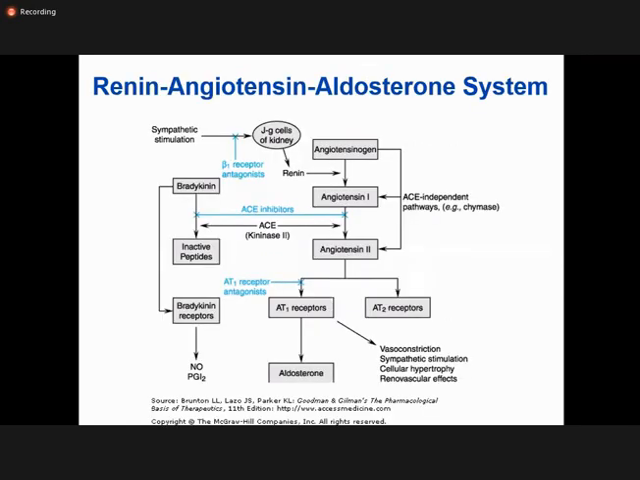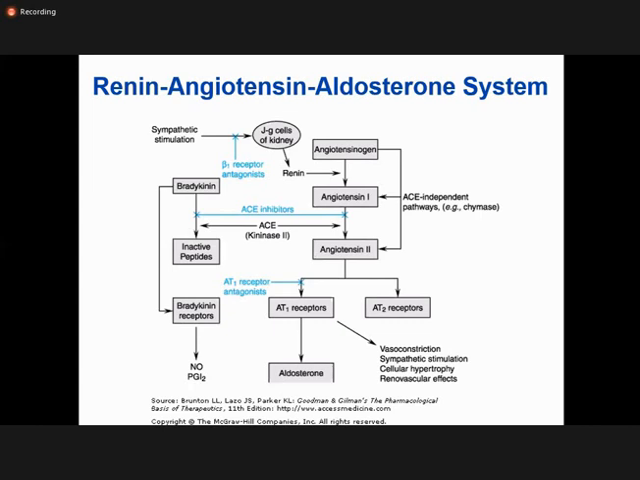So this is another explanatory diagram of the renin-angiotensin-aldosterone system. Now you can see from the juxtaglomerular cells of the kidney, renin is released, and renin converts angiotensinogen into angiotensin 1, and this angiotensin 1 is converted into angiotensin 2 with the help of angiotensin converting enzyme. This angiotensin 2 specifically acts on angiotensin receptor 1 and will induce vasoconstriction, sympathetic stimulation, cellular hypertrophy, and renovascular effects, right?